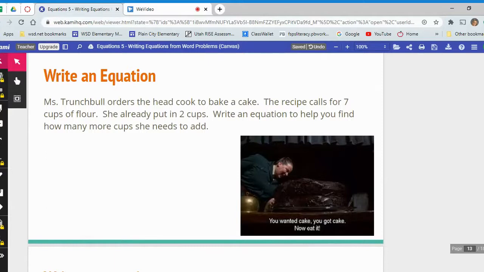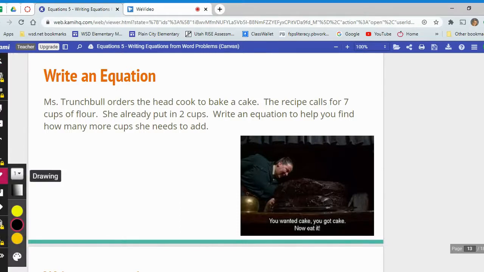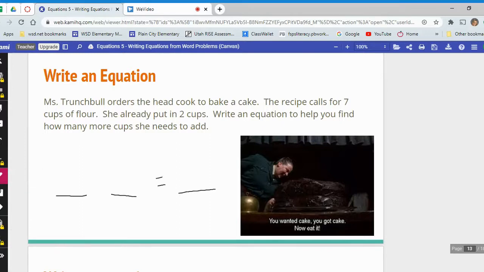Okay, hopefully you have tried that. Let's go through it. Miss Trunchbull, ooh, a little Matilda reference, orders the head cook to bake a cake. The recipe calls for 7 cups of flour. The cook already put in 2 cups. Write an equation to help you find how many more cups she will need. Hopefully you started off by setting everything up and asking yourself, do I know my end result? Yep, to make this cake, the result is I need 7 cups of flour.